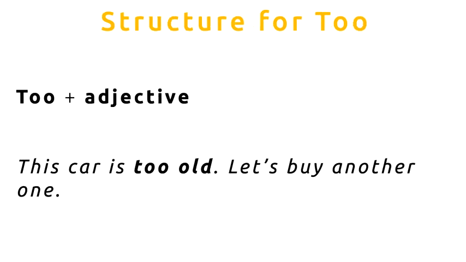Now the structure for too. Too is usually used with an adjective. So too plus an adjective. The example is, this car is too old. Let's buy another one. So the car is older than is necessary. It's older than I like. So I don't want it. I want a newer car.